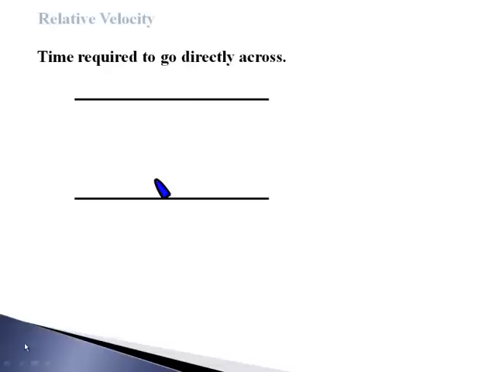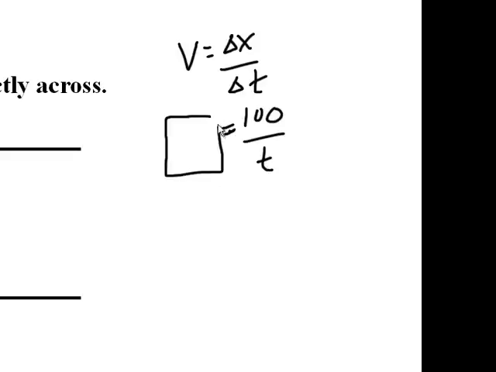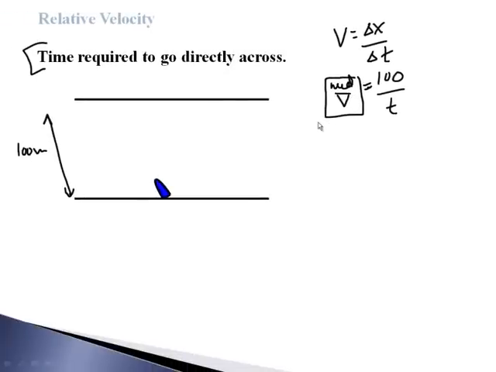All right, here we go. Time required to go directly across. That is the question we're going to answer. I know how far across it is. It's 100 meters. Well, if I know how far across it is, it's okay to say the velocity is displacement over time? And so if I know I want to go 100 meters, I'm solving for time. What do I need to solve this problem? I need to find my velocity across the river. So that's where we start.